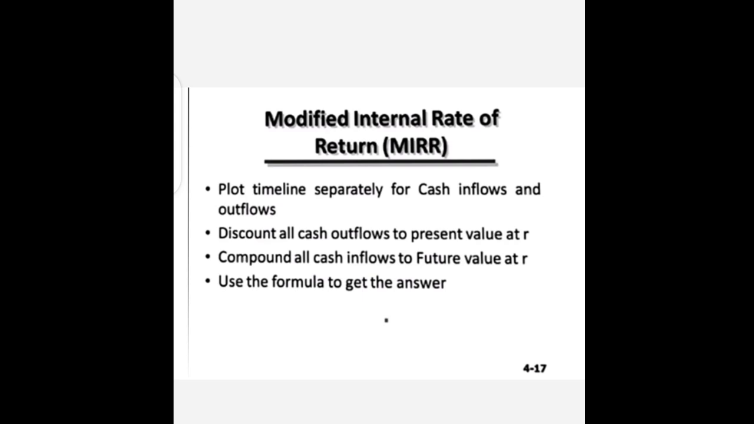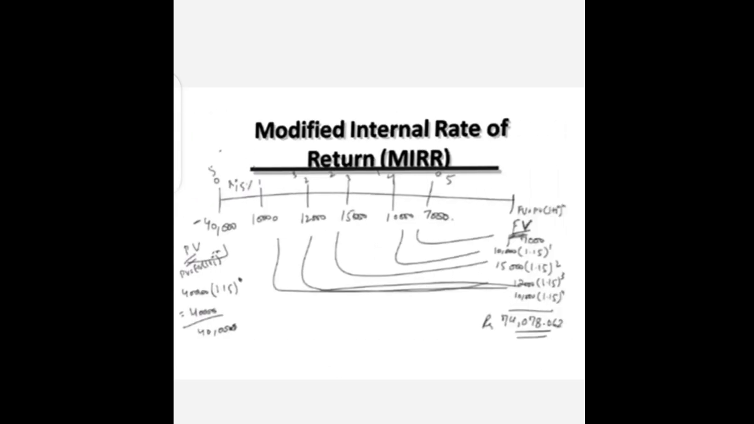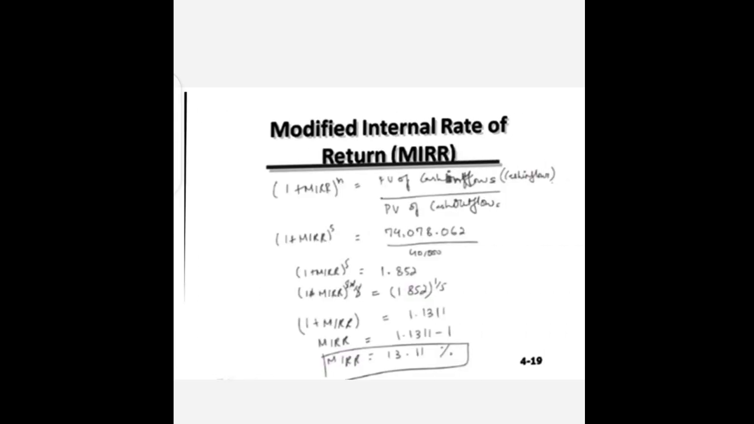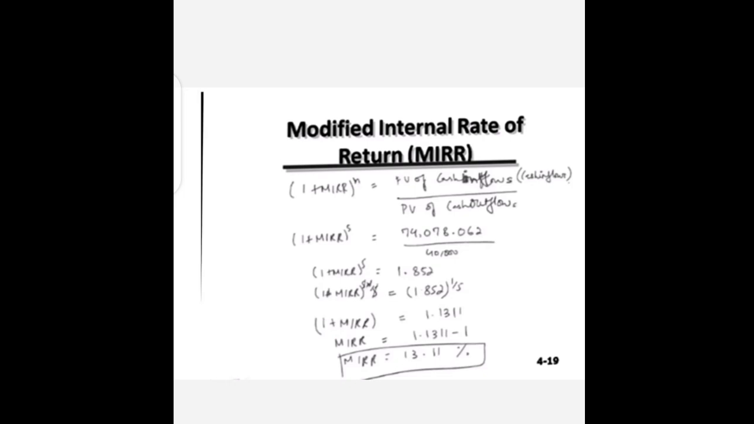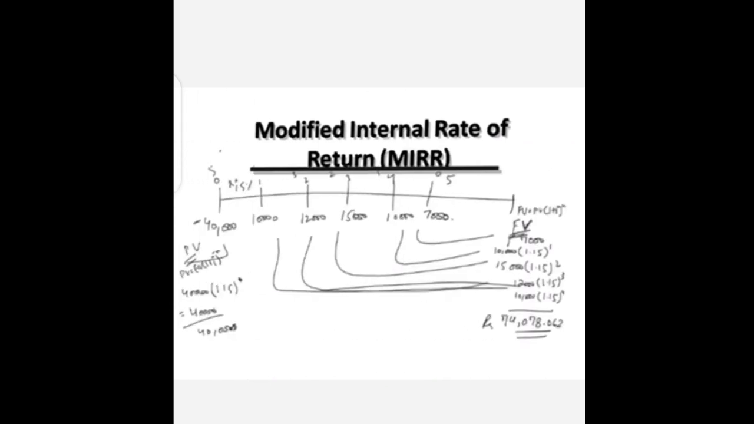Then we will discount all cash flows to find out the present value at the required rate of return, or R. Then we will find the future value by compounding them, and we will use the formula in order to find the modified internal rate of return. So what is the formula for modified internal rate of return? It is simply (1 + MIRR)^n equal to future value of cash inflows divided by present value of cash outflows. So how can we calculate the future value?